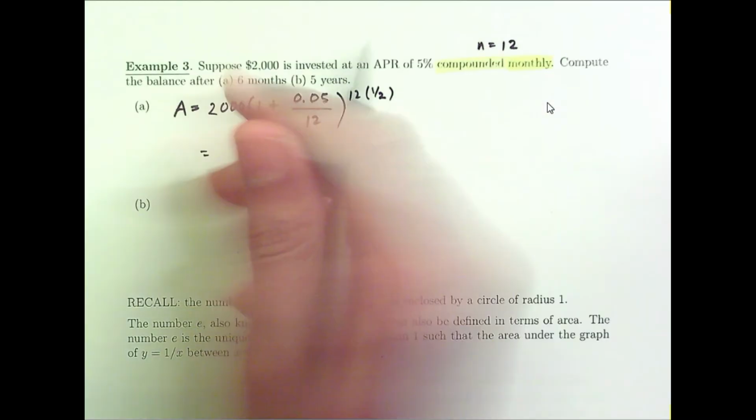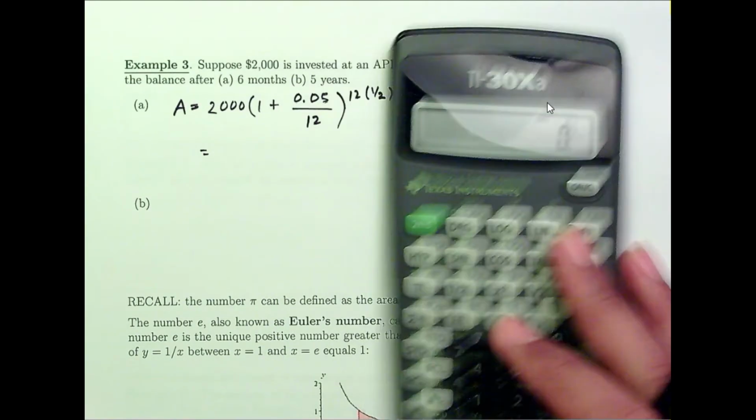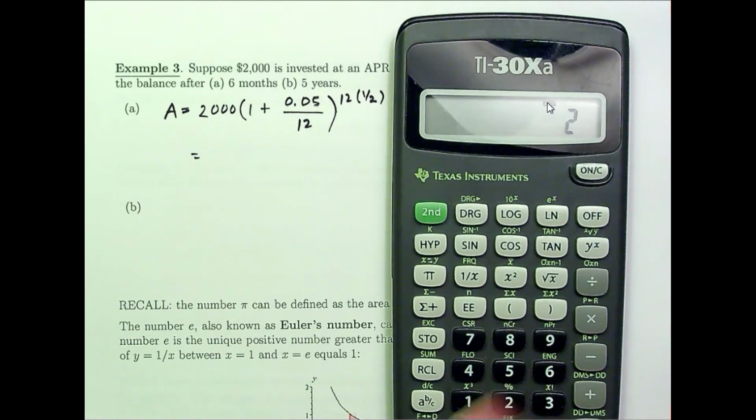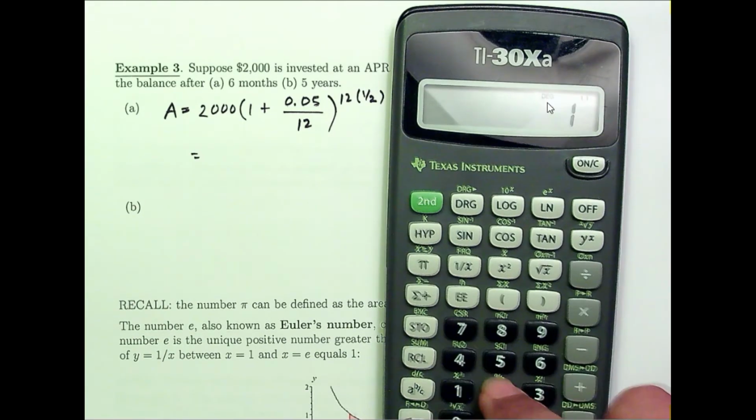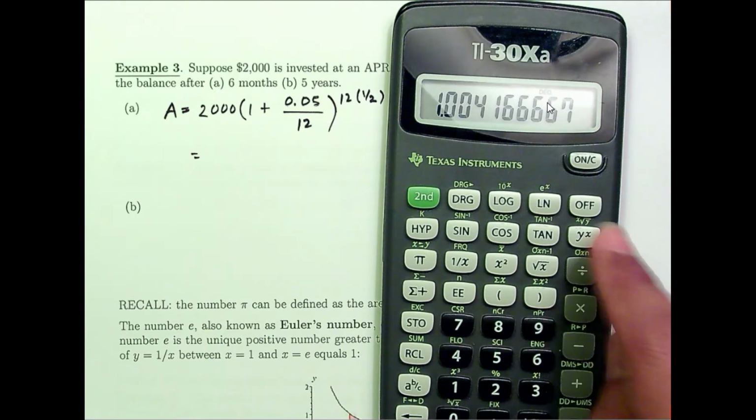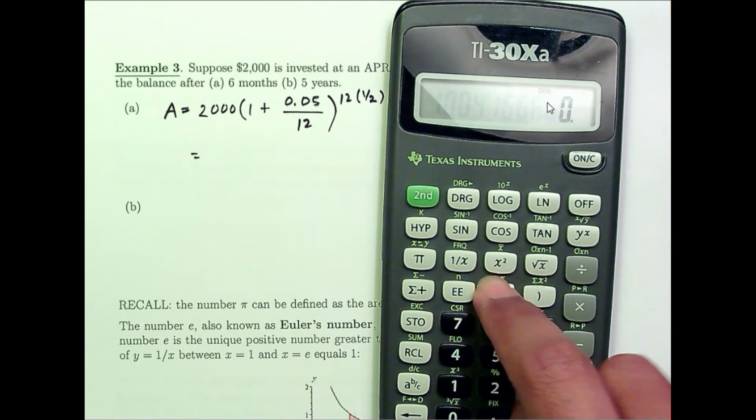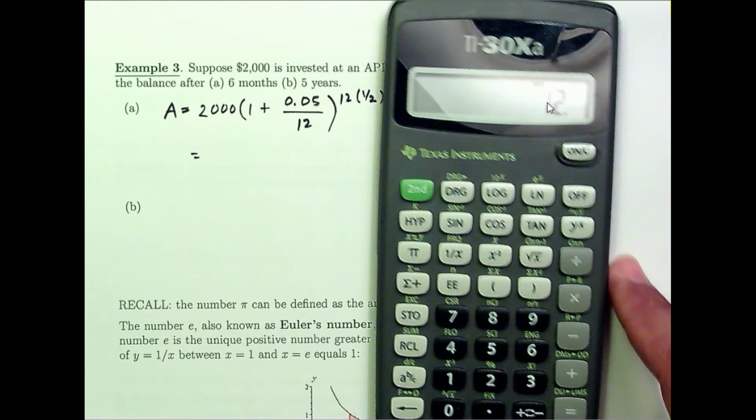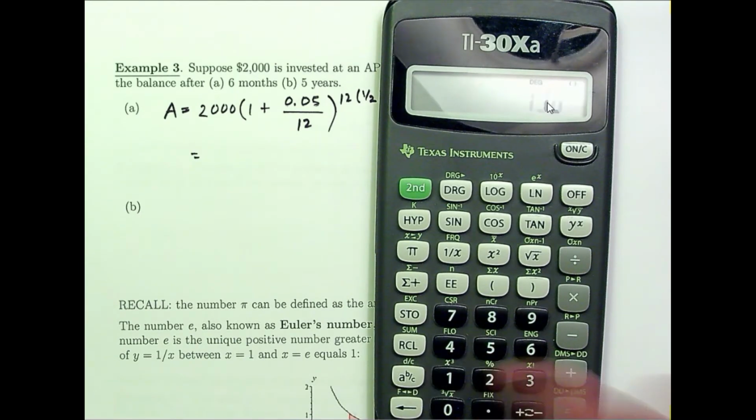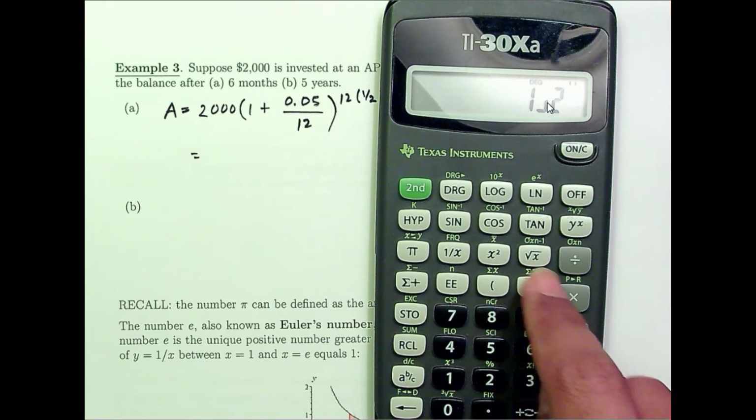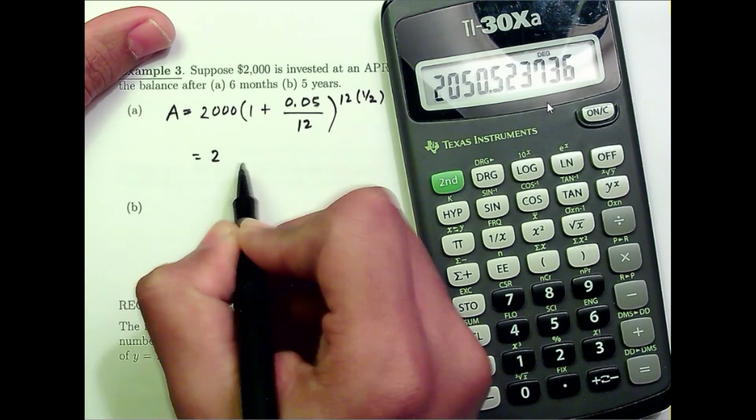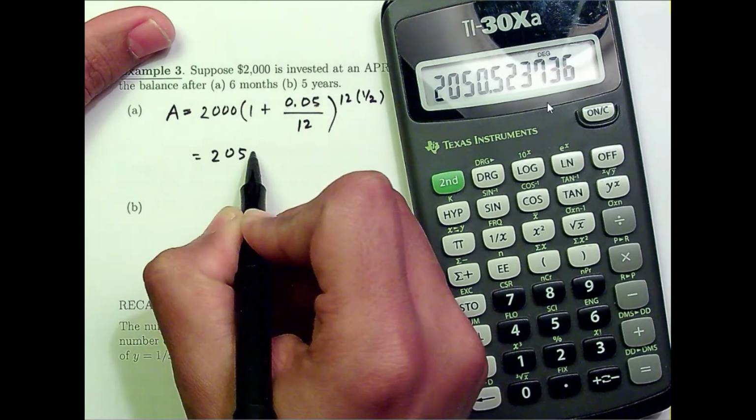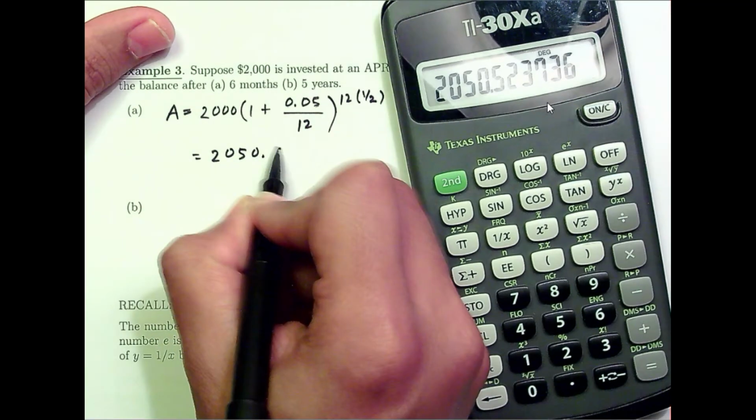Okay, so now let's enter this in the calculator and see what we get. This is going to be 2000 times parentheses 1 plus 0.05 divided by 12, parentheses, all that to the parentheses 12 times 1/2. Close parentheses, hit the equal sign, and you get 2050, rounding to 2 decimals, that is 52.